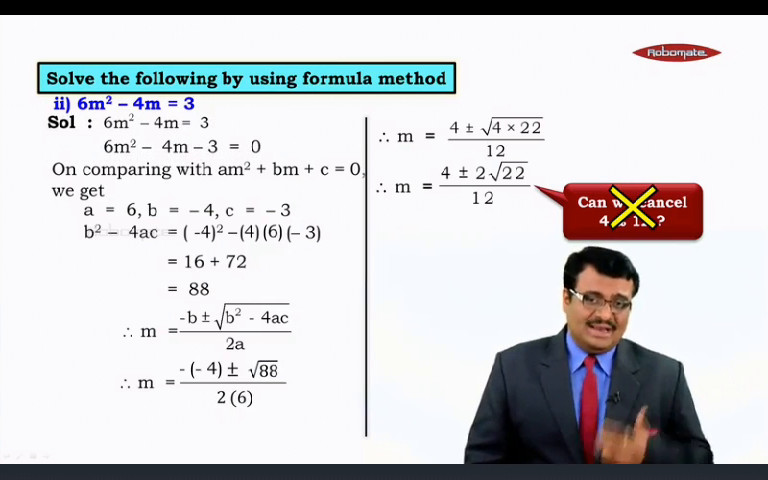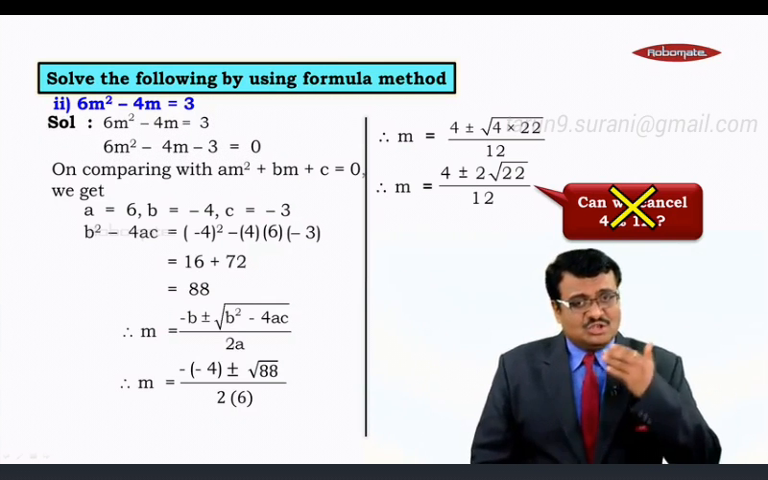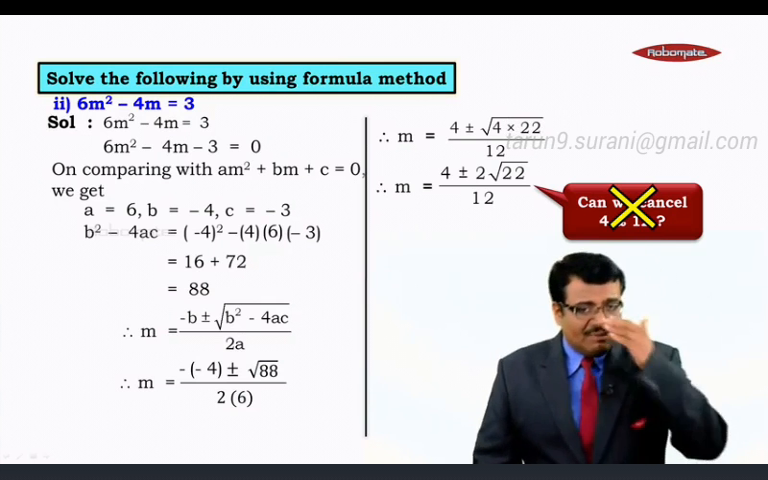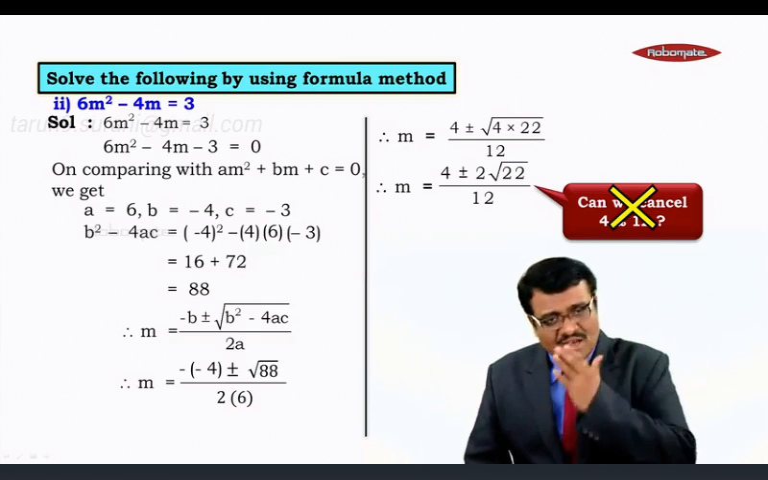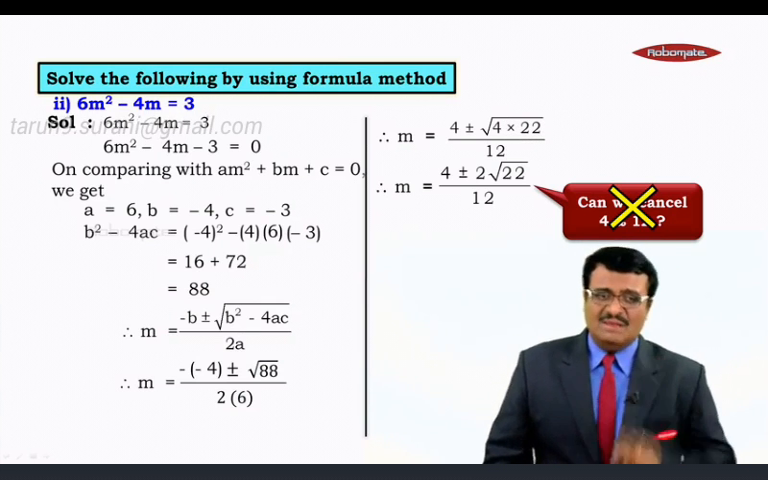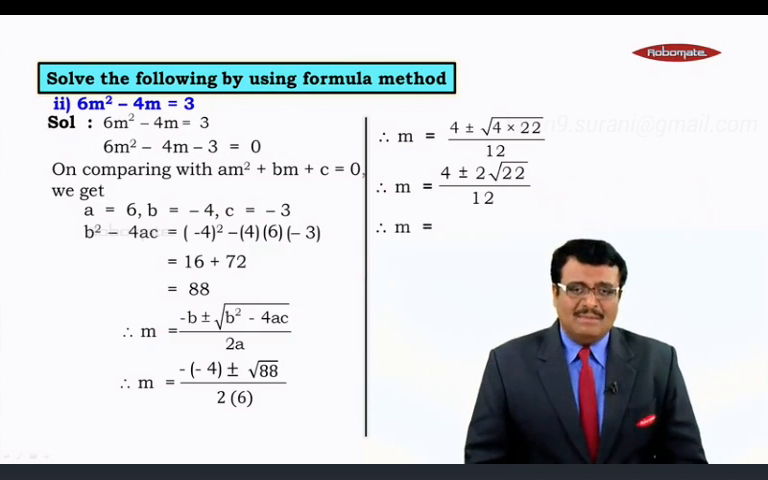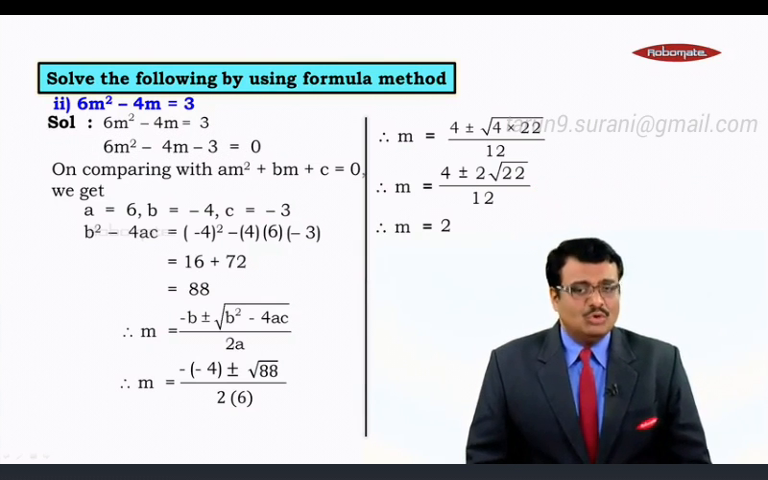Now let us think how to cancel. Now we have 4 plus 2 root 22 in the numerator. From that 4 and 2, can we remove something common from the numerator? Yes, 2 can be removed common. So let us do that. So m is equal to, from 4 and 2, we can remove 2 common.